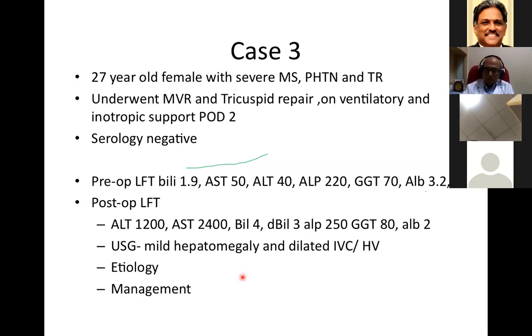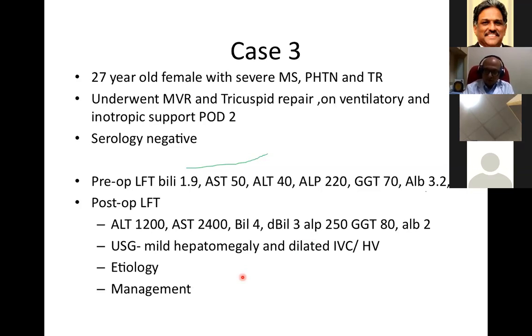So this patient actually went on to have a prolonged stay in ICU and then eventually recovered. And the LFTs, when she left hospital, still showed a significant hyperbilirubinemia. But fortunately, she did come off ventilator support and ICU and made a recovery.